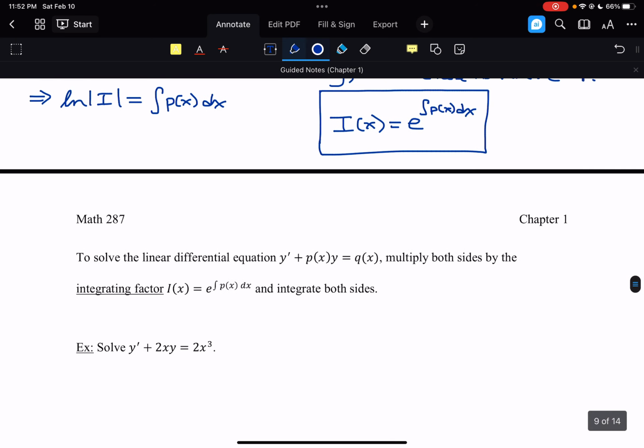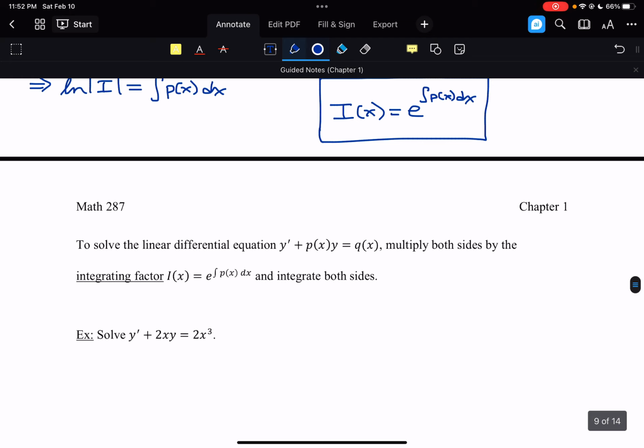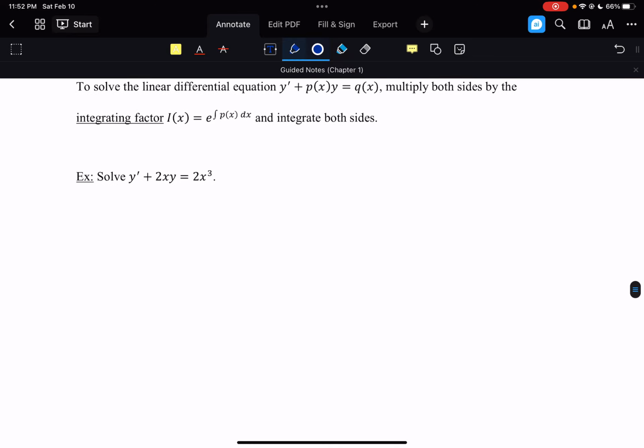So here we have the top of the next page. To solve the linear differential equation in this form, multiply both sides by the integrating factor and integrate both sides. So let's go ahead and try an example of this. Solve y prime plus 2xy equals 2x cubed. So we have p of x is the term in front of the y, so that's 2x. Q of x is the function on the other side, so that's 2x cubed.